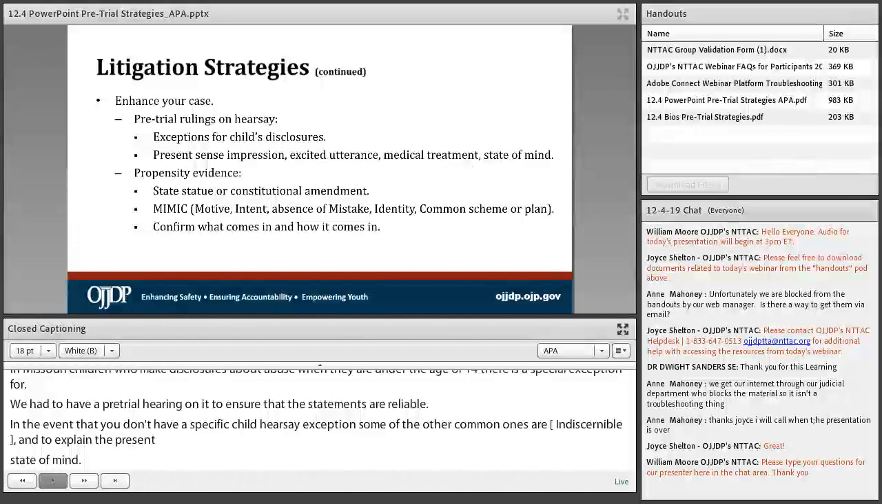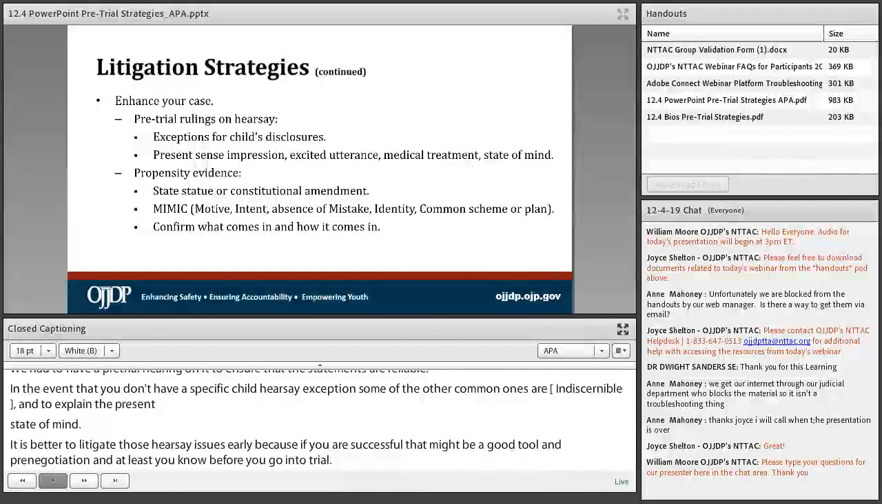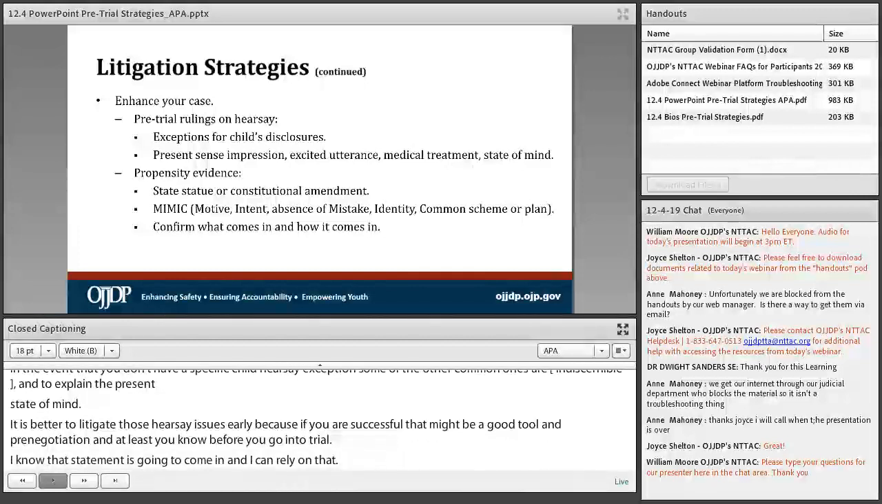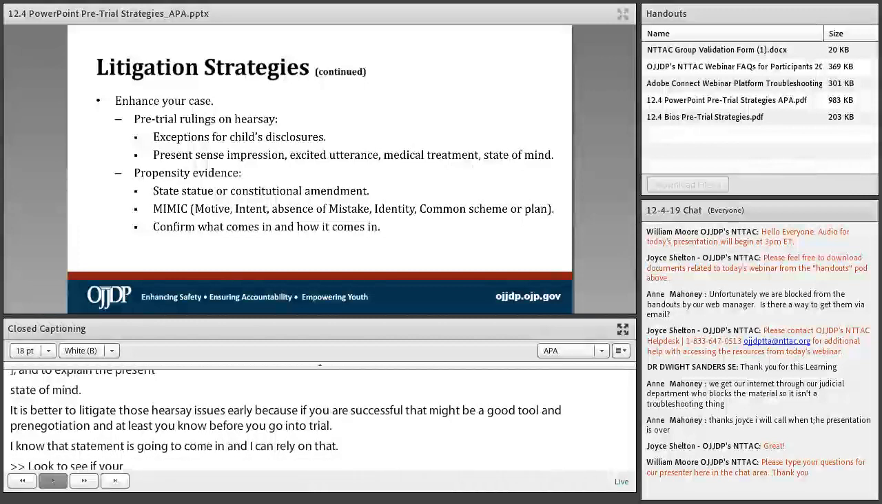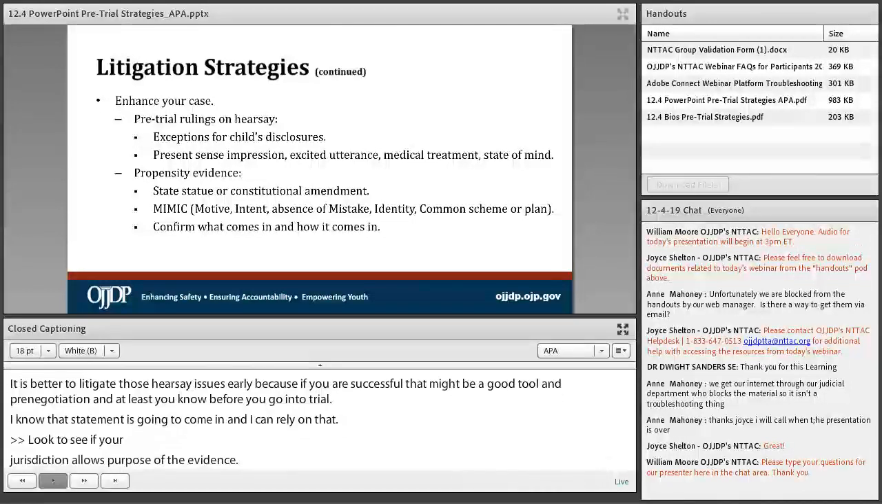Look to see if your jurisdiction allows certain propensity evidence. Here in Missouri, we have a constitutional amendment that allows propensity of the defendant committing a crime against another child that can come in. And so that has been a very helpful tool for us.